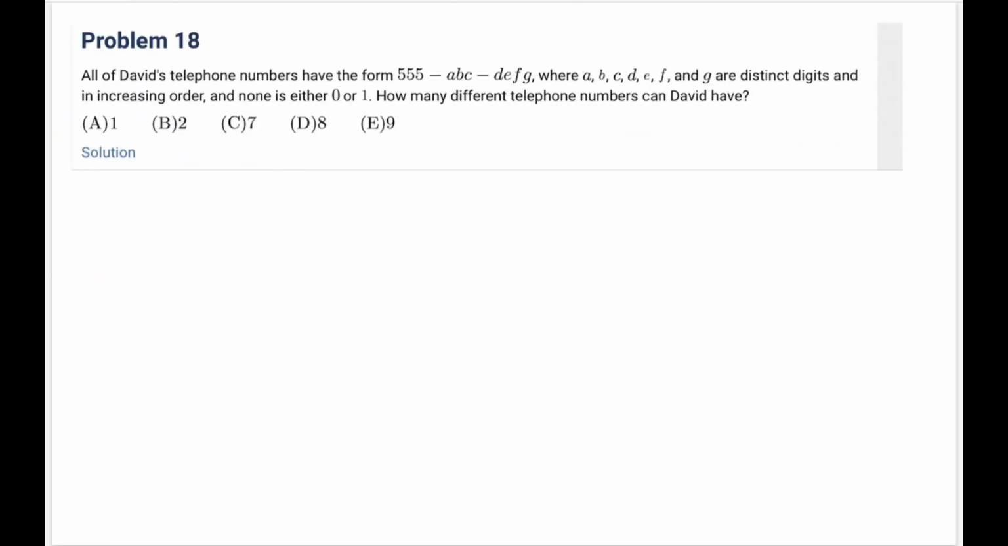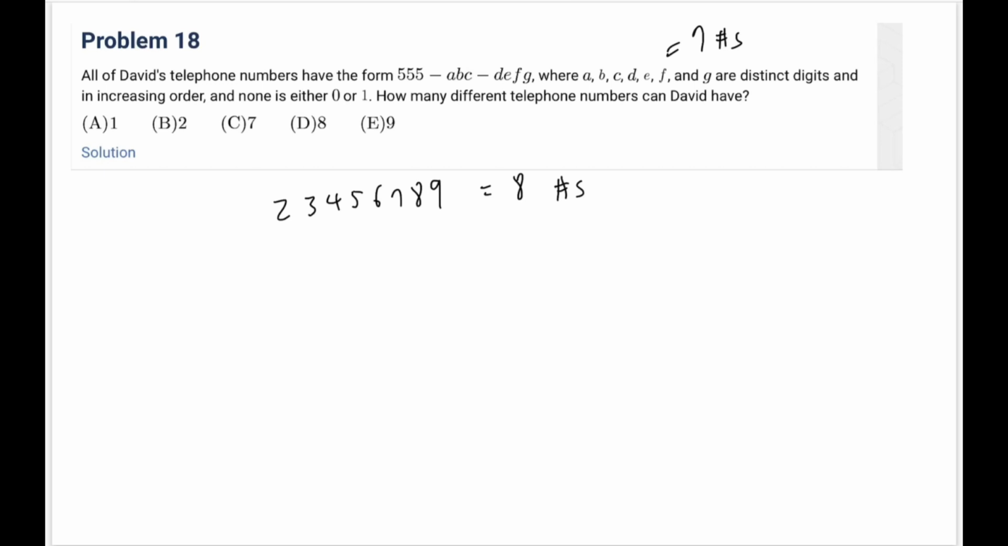All of David's telephone numbers have the form 555 A, B, C, D, E, F, G, where A, B, C, D, E, F, and G are distinct digits and in increasing order, and none is either 0 or 1. How many different telephone numbers can David have? Okay, so taking out 0 and 1, the leftover numbers that we can have are 2, 3, 4, 5, 6, 7, 8, 9, right? So this is 8 numbers, but these have to be in increasing order, and these are 7 numbers, right?